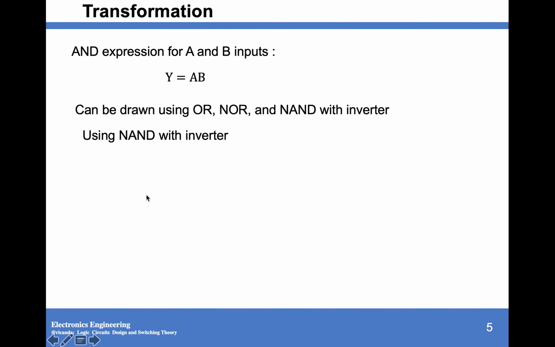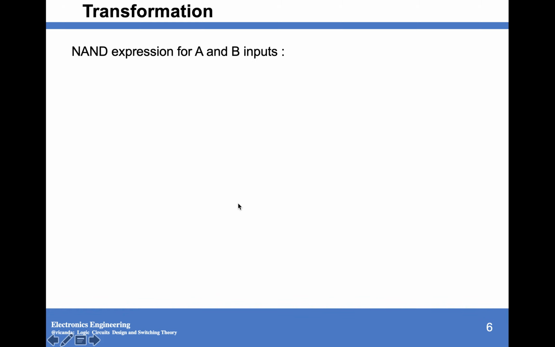Then for a NAND with inverter, just by connecting your inverter to the output of your NAND, we can get rid of this double bar using the double negative, and that is equivalent to AB. For a NAND expression with A and B as input, your expression is equivalent to A NAND B.